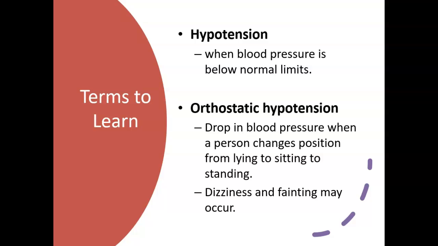Orthostatic hypotension is a drop in blood pressure when a person changes position from lying to sitting to standing. So sometimes you'll get a doctor's order that says to take their pressure lying, sitting, and standing, and then compare the readings. If it drops, that means they have orthostatic hypotension. Sometimes it means they're a little dehydrated. Dizziness or fainting may occur.